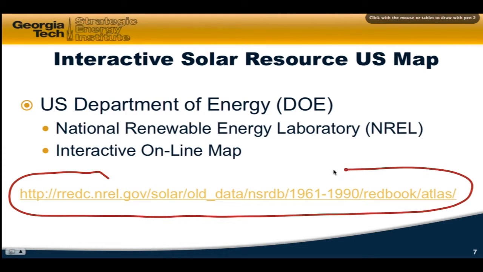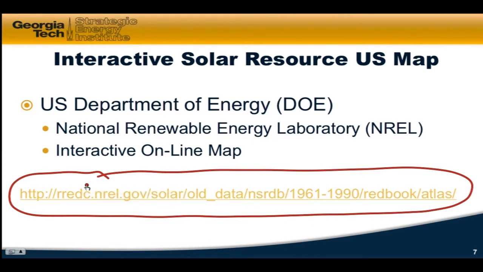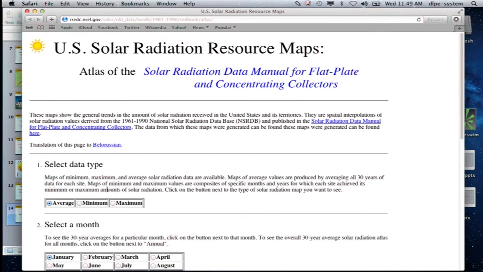This is the link, and I think if you click on it, we'll have it come up. Okay, when we go to that link that's on that slide, this is where we're directed to. And as you can see here, we got several choices that we need to make. We need to select the data type. Do we want the average, the minimum case, or the best case?